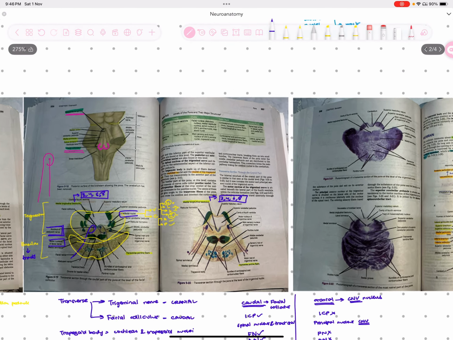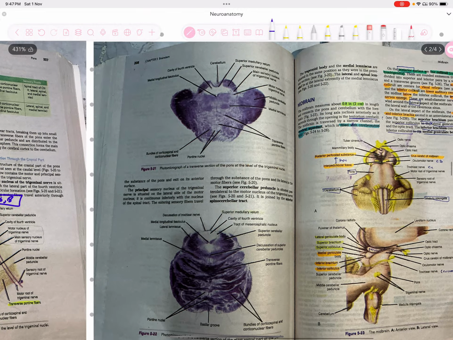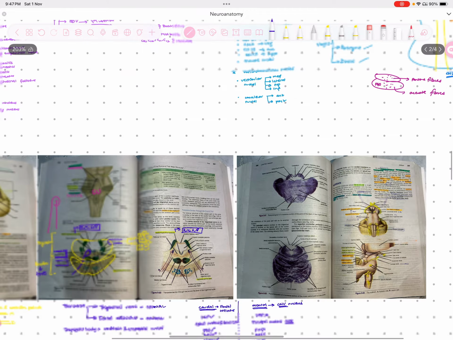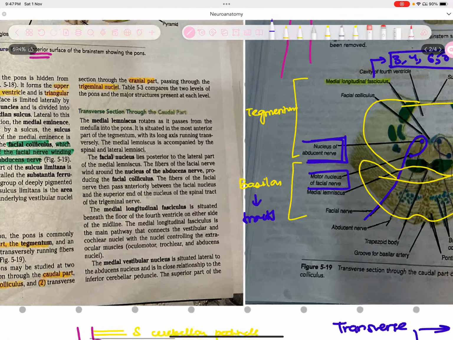This is a chart that you can have a look at. I don't think there's any need to actually read all of this, but if you want, I can do that as well. And this is again your photomicrograph of the transverse section at different levels. So that's pretty much it. Actually, I'm feeling like reading this, so let's read it.